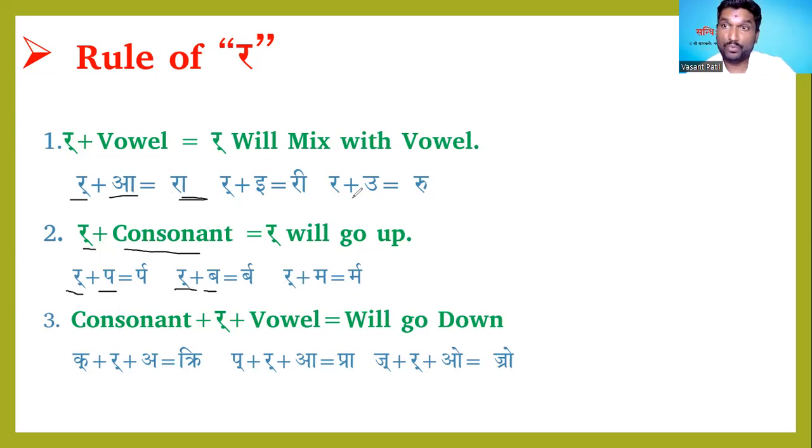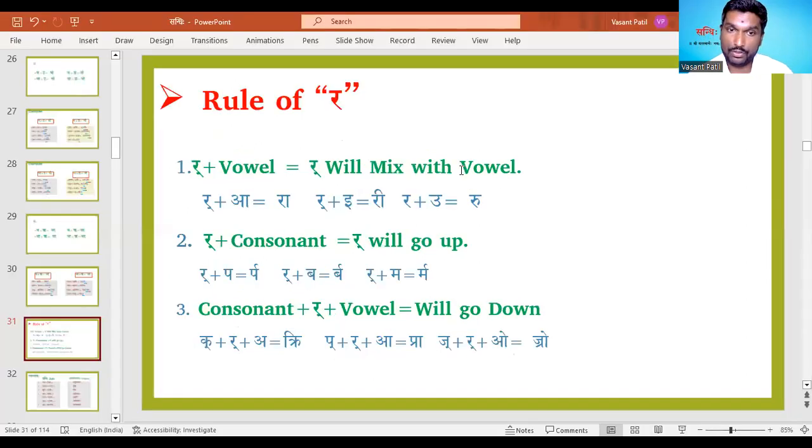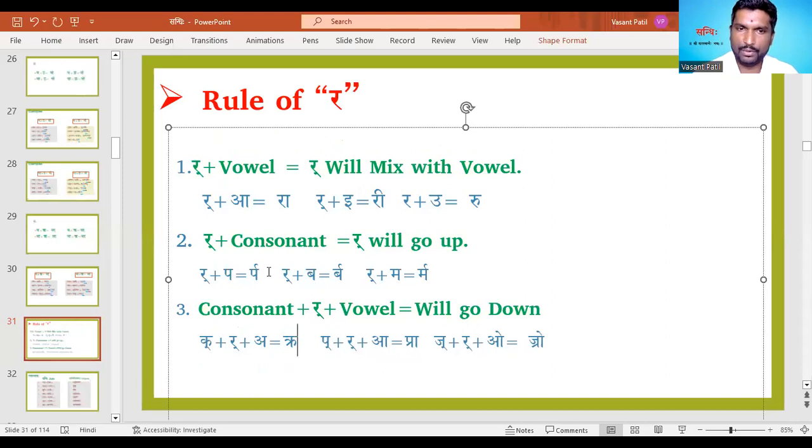Then when does the ra come down? If a consonant is behind and a vowel is after, then ra will go down. You see, ra is in between, consonant behind, vowel in front. For example, ka is the consonant, ra is in between and it is followed by a vowel. So ka plus ra plus a becomes kra. It will come down. This is how the rule is.